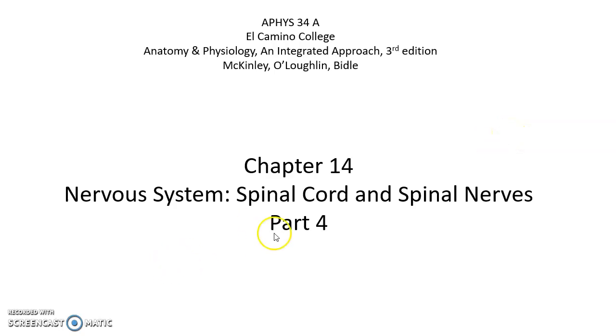Chapter 14, Nervous System, Spinal Cord and Spinal Nerves, Part 4, the super short part.